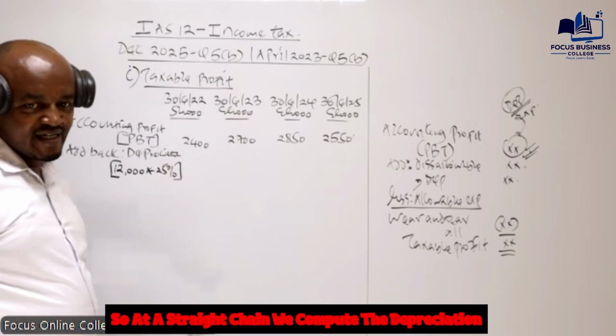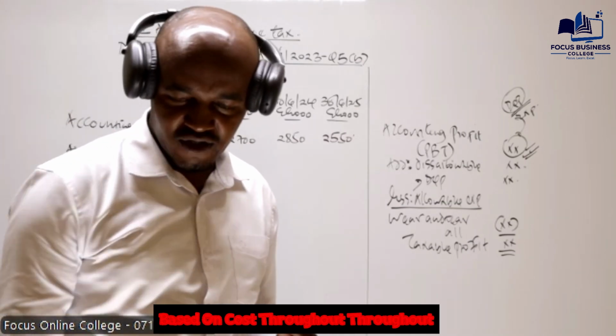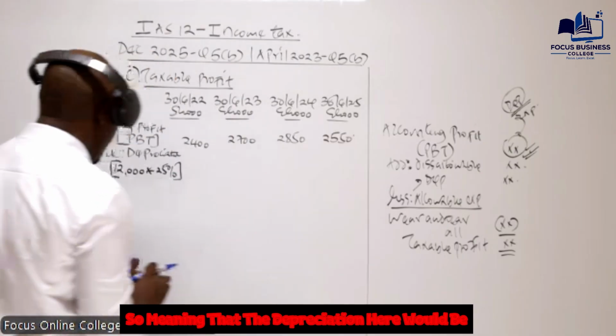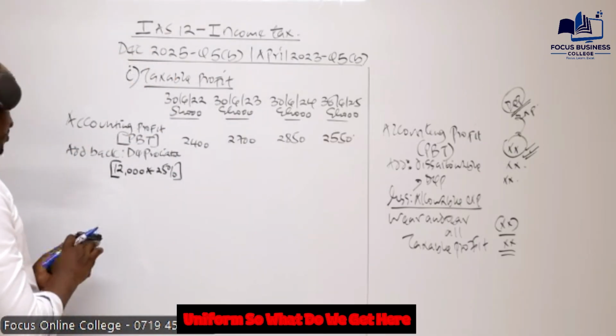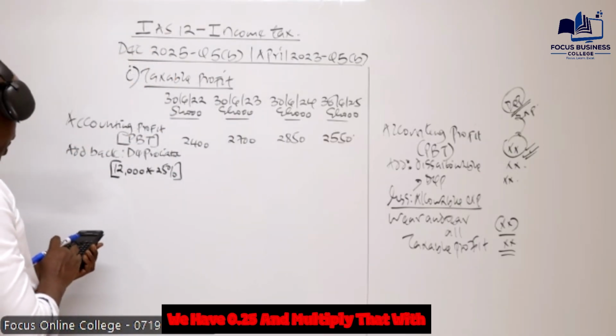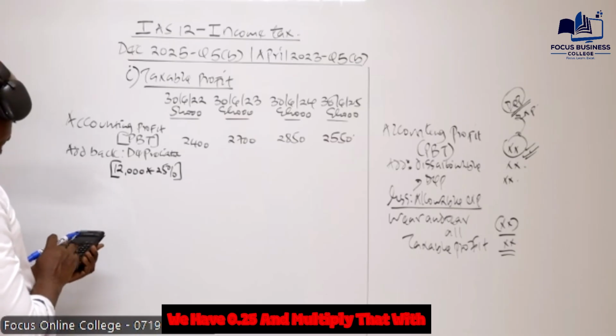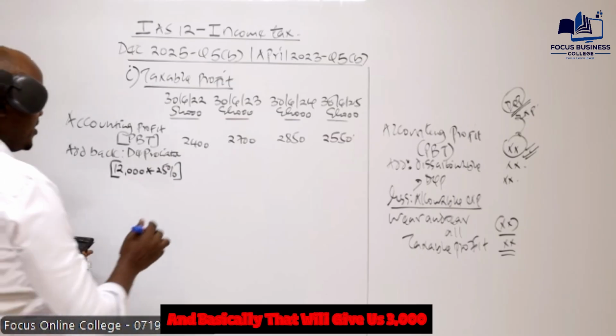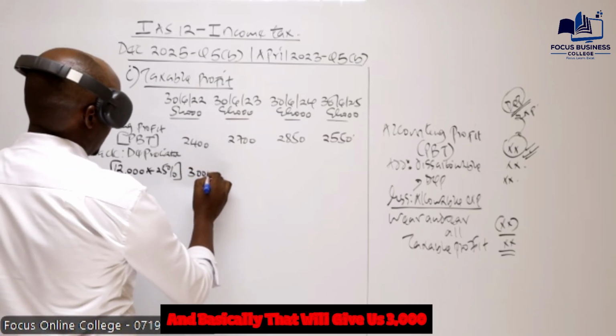So at straight line, we compute the depreciation based on cost throughout, meaning that the depreciation here will be uniform. So what do we get here? We have 0.25 multiplied with 12, and that will give us 3,000.